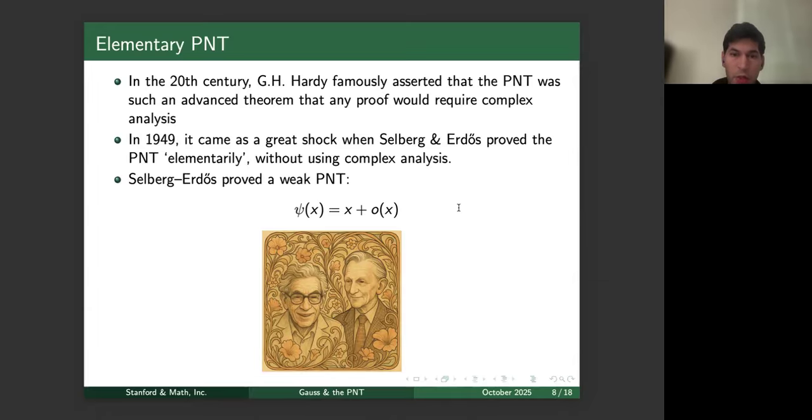In particular, they showed a weaker form of the prime number theorem. Without using complex analysis, they were only able to obtain a weaker result of the following form, where our function psi of x, the Chebyshev psi function, is growing like x with some unspecified error term that is tending to 0 relative to x. Their proof doesn't tell you any quantitative information about how small this error term is, just that it is smaller than the main term.